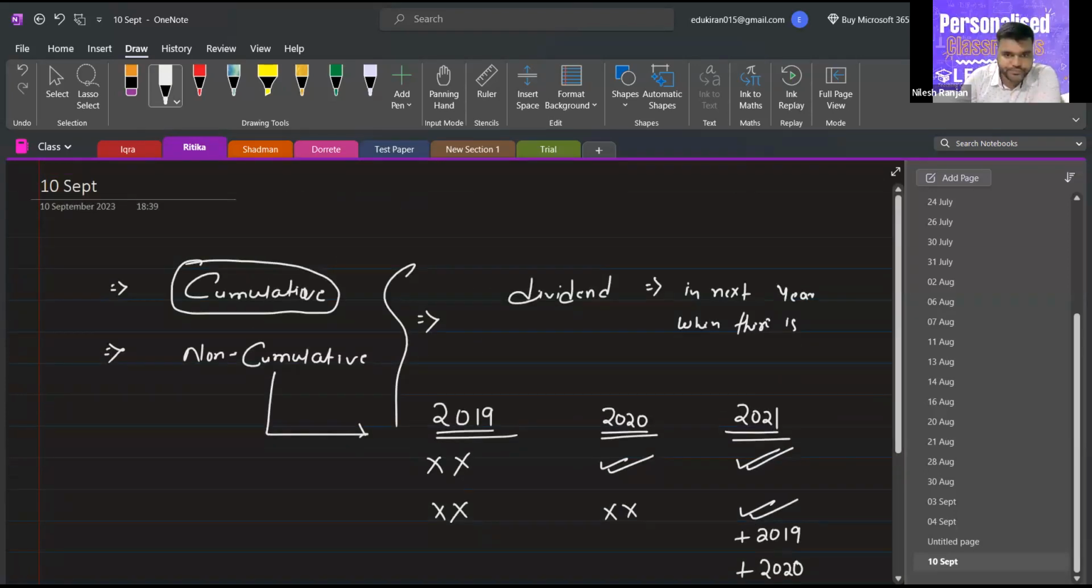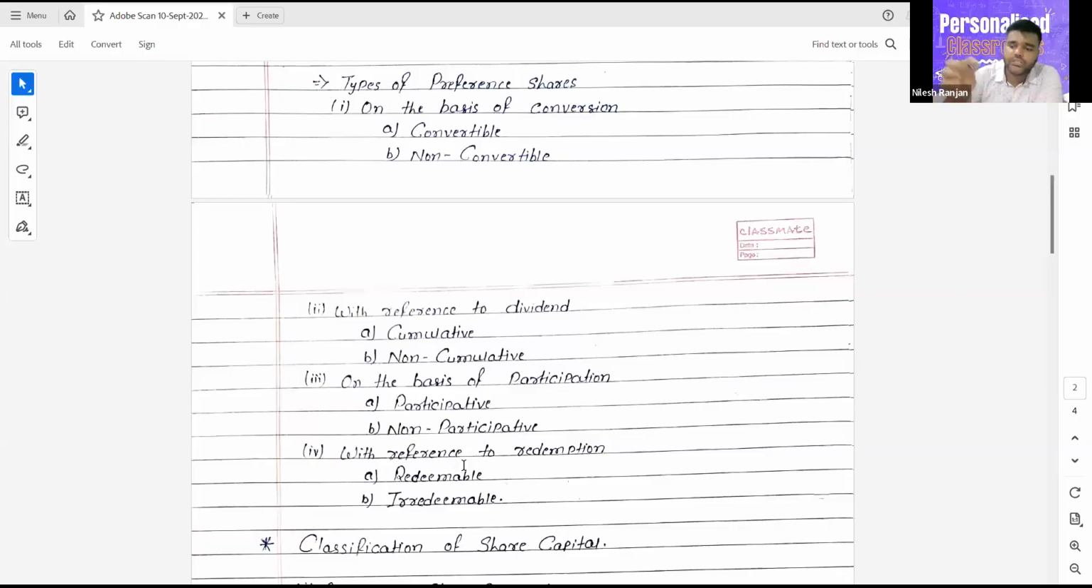Now, the next is on the basis of participation. What does participation mean? Means, let's say there is excessive profit, more profit than we expected. Generally what companies do is they pay the preference dividend because the rate is fixed, so we cannot change that. So we will pay the full dividend on preference shares.